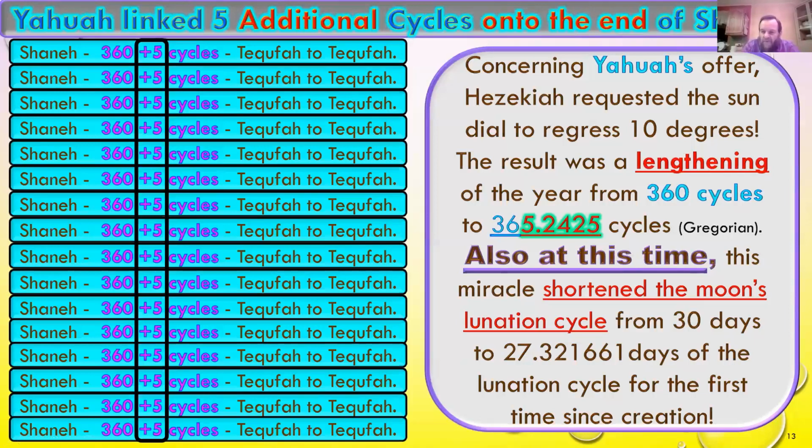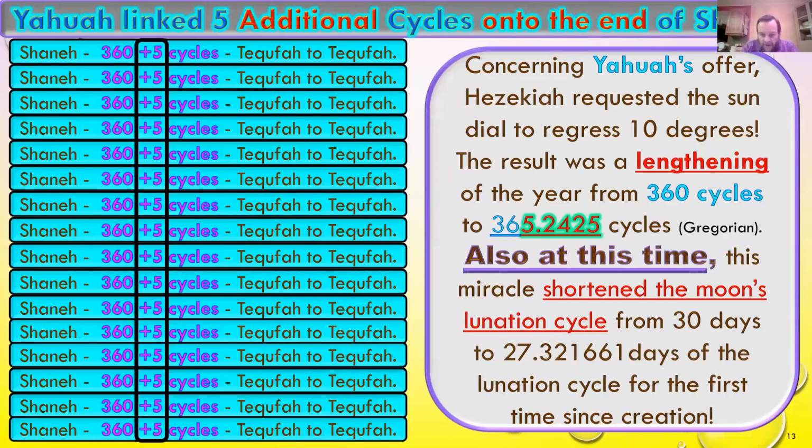Concerning Yahuwah's offer, Hezekiah requested the sundial to regress 10 degrees. The result was a lengthening of the year from 360 cycles to 365.2425 cycles. Also, at this time, this miracle shortened the moon's lunation cycle from 30 days to 27.321661 days of the lunation cycle for the first time since creation.